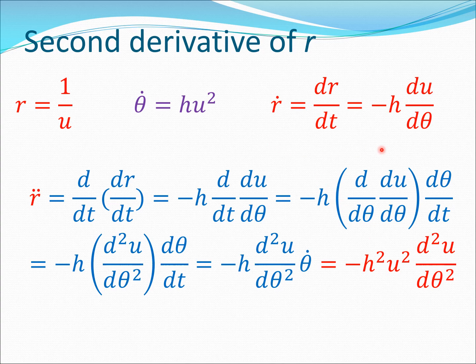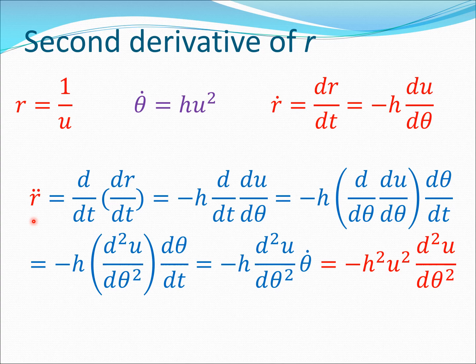So that's the equation I have written here, that r dot is minus h du by d theta. The slide before, we also got theta dot is h u square. And now we are going to find the second derivative of r. Remember, the orbit equation has r double dot. Therefore, that's the second derivative we are aiming for.